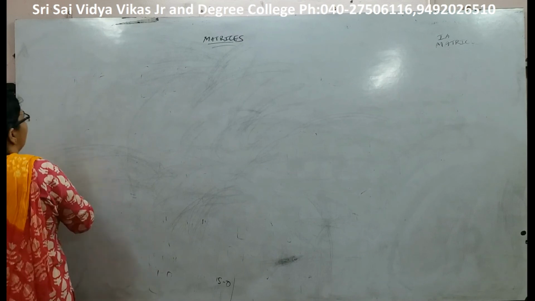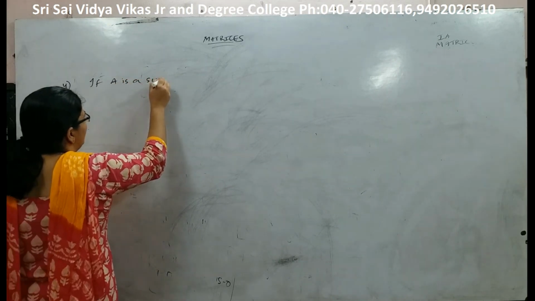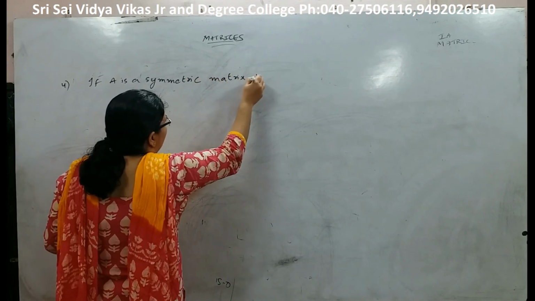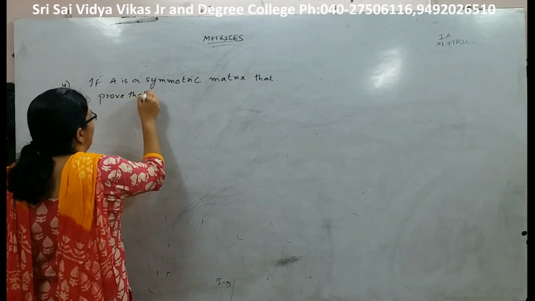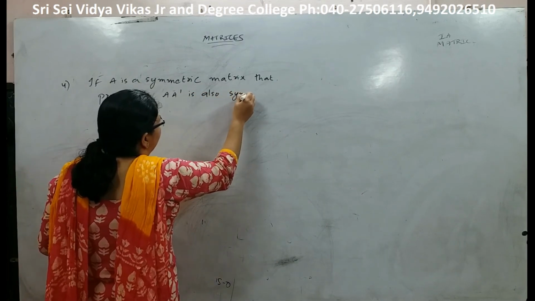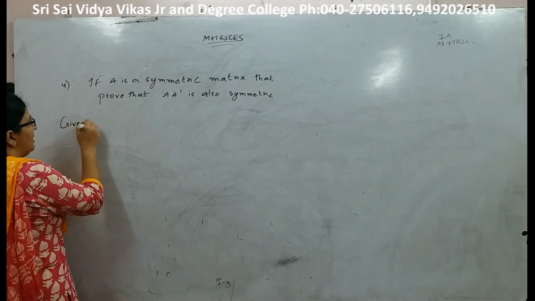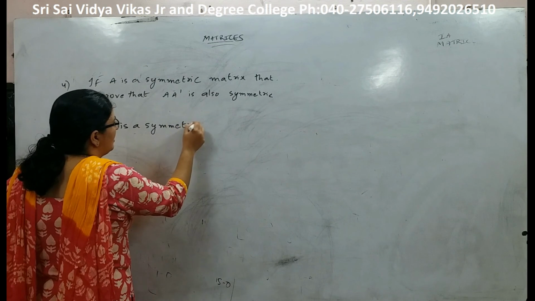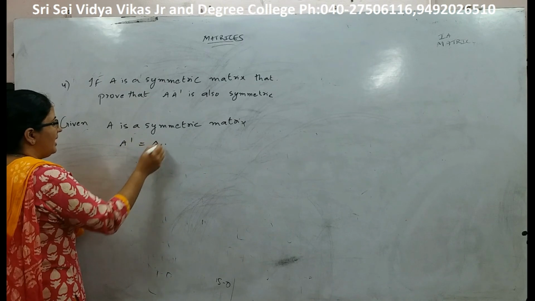Fourth problem. If A is a symmetric matrix, then prove that A transpose is also symmetric. Given A is a symmetric matrix. If A is symmetric means A transpose is equal to A.